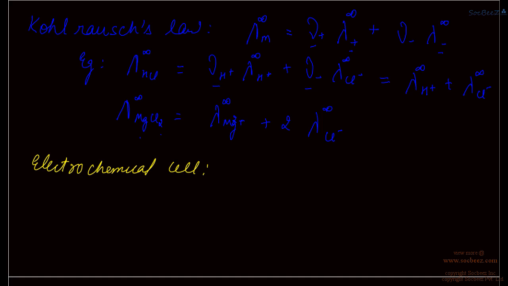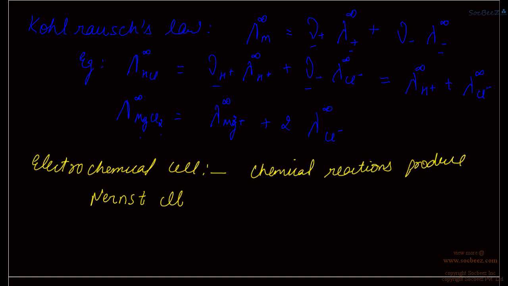Now, the behavior of that particular cell is governed by the Nernst Equation. That is, the amount of electrical energy that will be produced by that particular cell is given by the Nernst Equation. So let's discuss the Nernst Equation. To write here for the electrochemical cell, chemical reactions produce electrical energy.